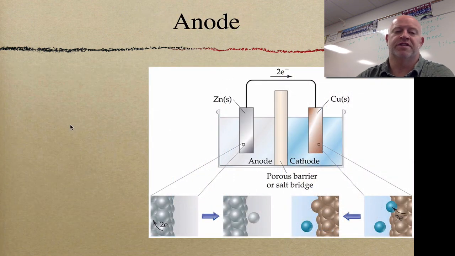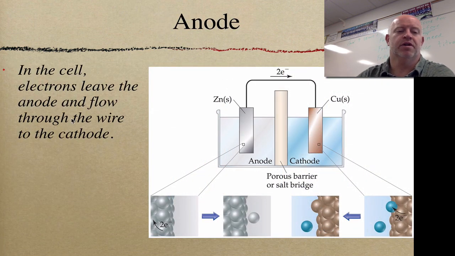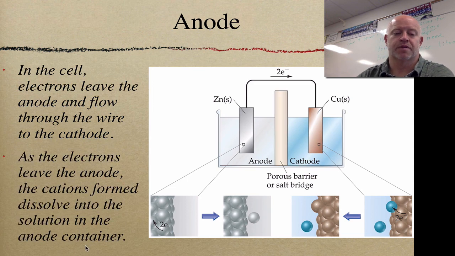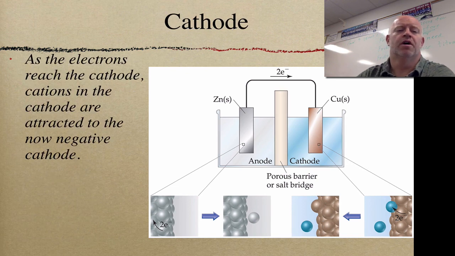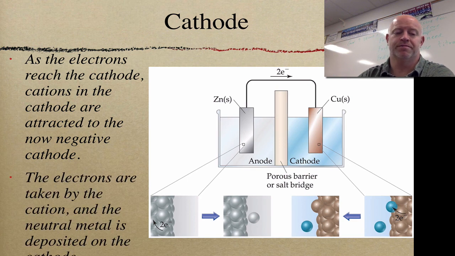Reminders: what is special about the anode? Electrons leave the anode and flow through the wire to the cathode. As the electrons leave, the cations go here and dissolve into ions. In our cathode, electrons are coming to them, so as a result, the ions attach and become solid. And that's our cathode side.